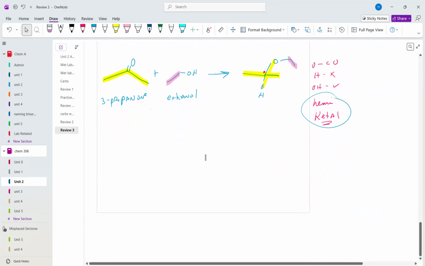How is it a hemiketal if there's no hydrogen? You can only have an acetal if there's a hydrogen present. There's none, so that means it automatically becomes a ketal. The OH is the hemi part. Okay, got it, I had that mixed up. Thank you.